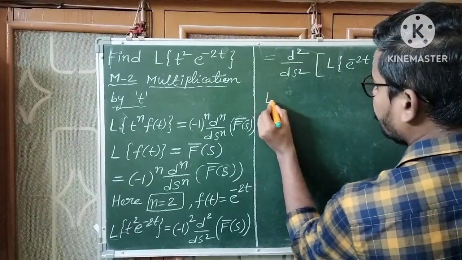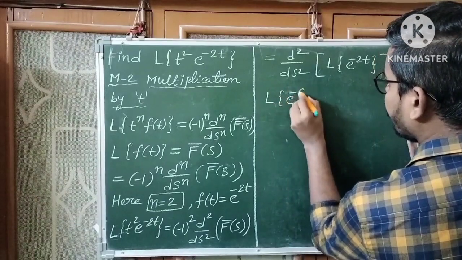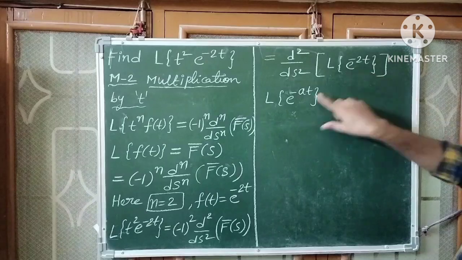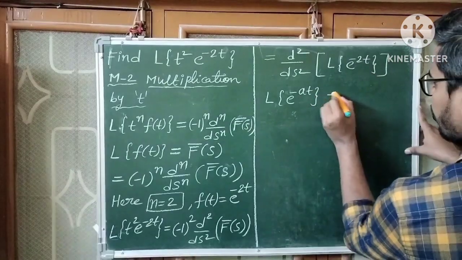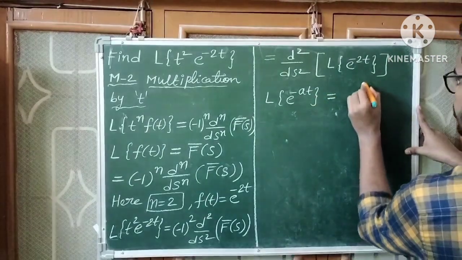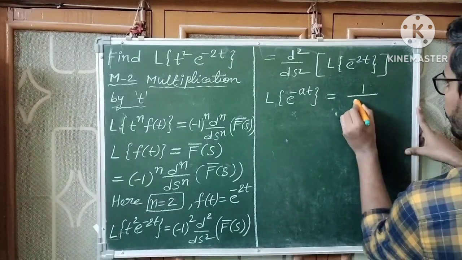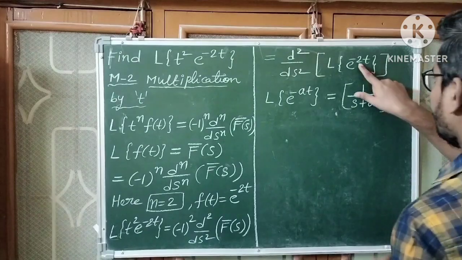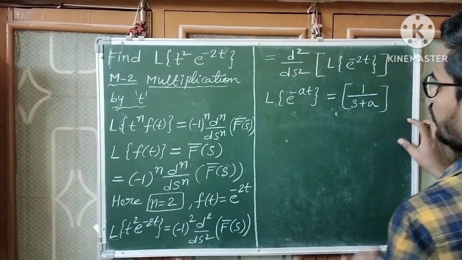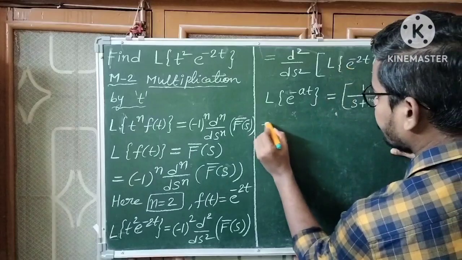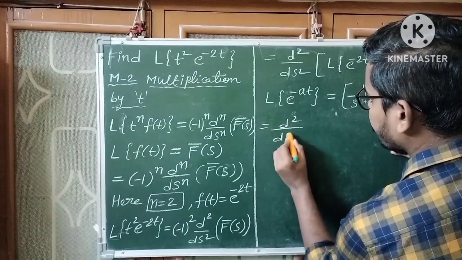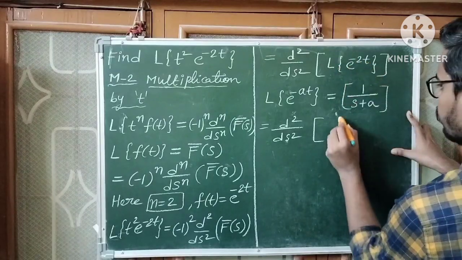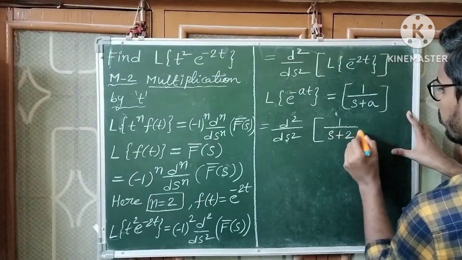We have a formula: the Laplace transform of e power minus at. This is like e power minus at, so the formula is directly available. The Laplace transform of e power minus at is equal to 1 by s plus a. Here a is equal to 2. So the Laplace transform of e power minus 2t is 1 by s plus 2.